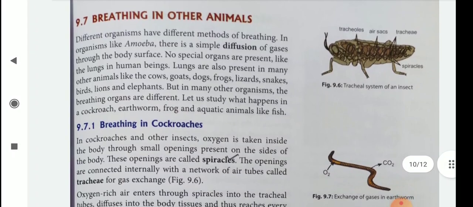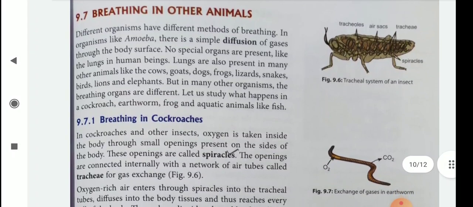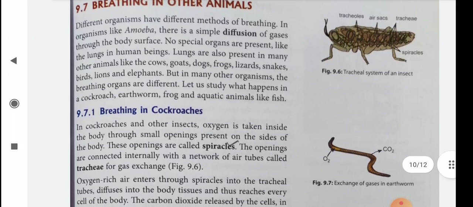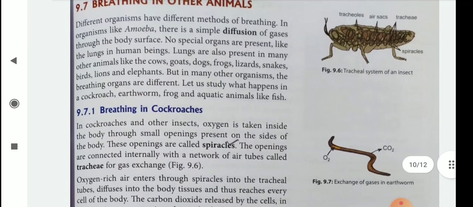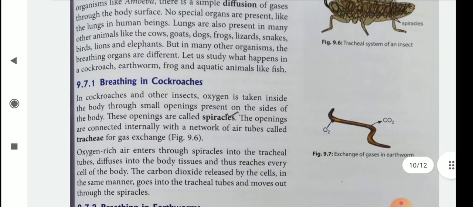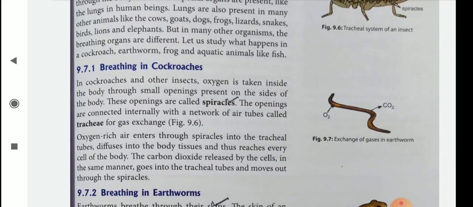Let us study what happens in a cockroach, earthworm, frog and aquatic animals like fish. So first of all, we see breathing in cockroach. In cockroach and other insects, oxygen is taken inside the body through small openings present on the side of the body. These openings are called spiracles. The openings are connected internally with a network of air tubes called trachea for gas exchange.